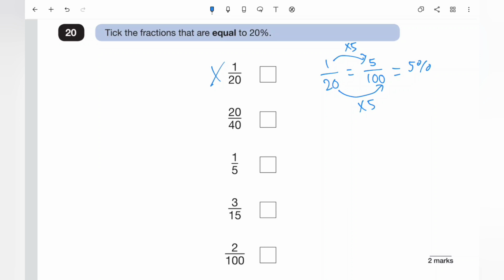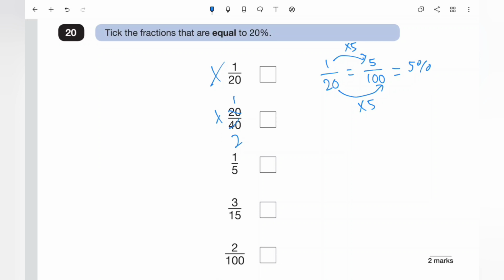The second fraction reads 20 over 40. So when you look at this, you can straight away see that double 20 is 40. So you can already see 20 goes into 20 once and 20 goes into 40 twice. 1 over 2 or a half, we know, is 50%. So clearly 50% isn't equal to 20%. So again, this is also wrong.